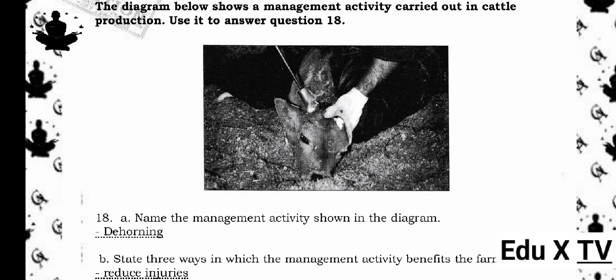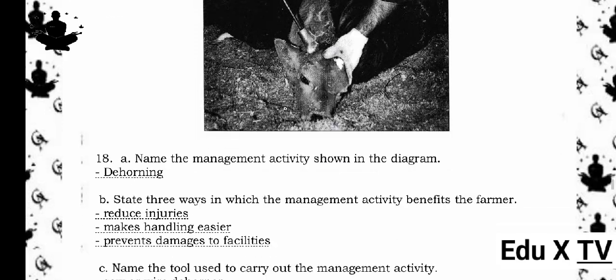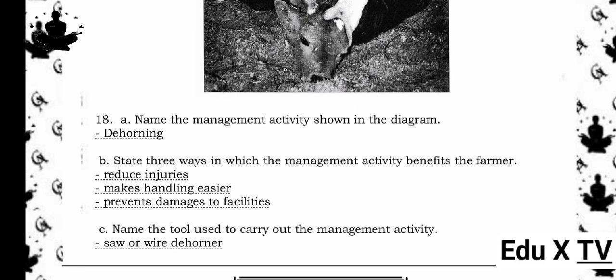The diagram below shows a management activity carried out in cattle production. Use it to answer question 18. 18. A. Name the management activity shown in the diagram. Dehorning. B. State 3 ways in which the management activity benefits the farmer. Reduce injuries. Makes handling easier. Prevents damages to facilities. C. Name the tool used to carry out the management activity. Saw or wire dehorner.